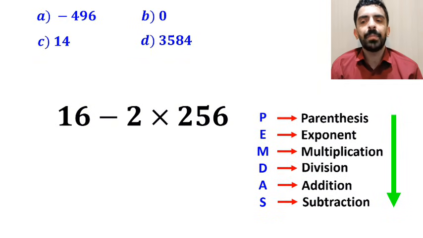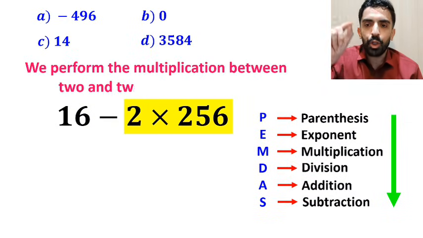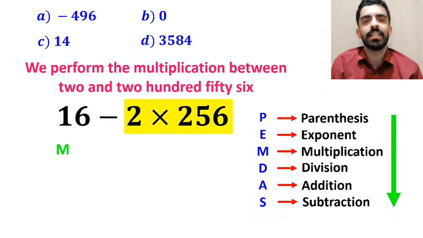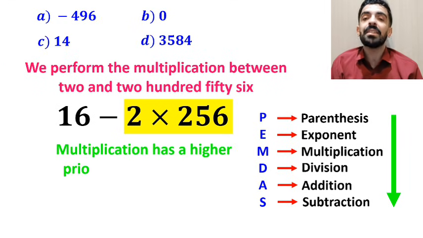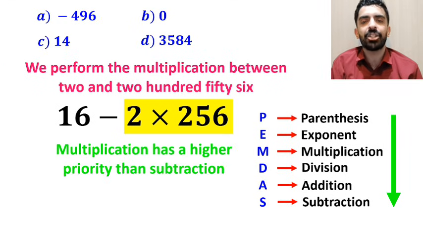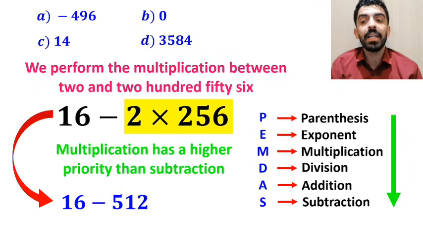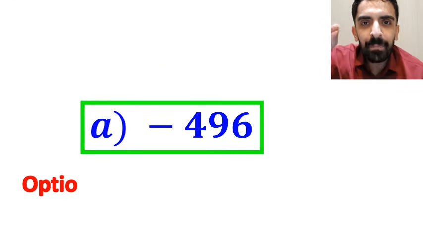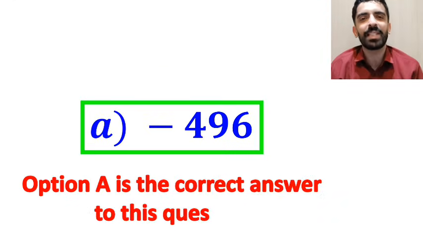And in the final step, we perform the multiplication between 2 and 256 because multiplication has a higher priority than subtraction. And this expression becomes 16 minus 512, which finally gives us the answer negative 496. That's great. Option A is the correct answer to this question.